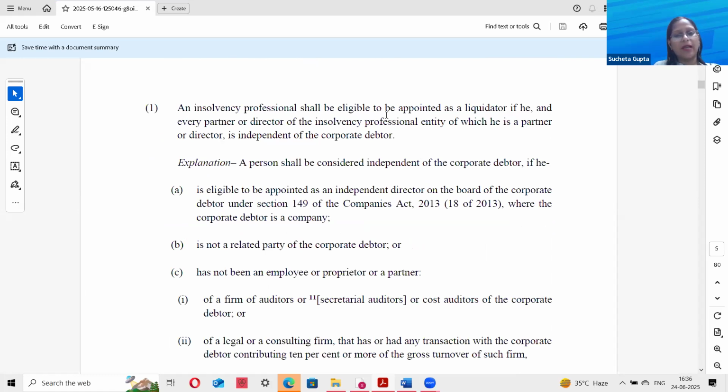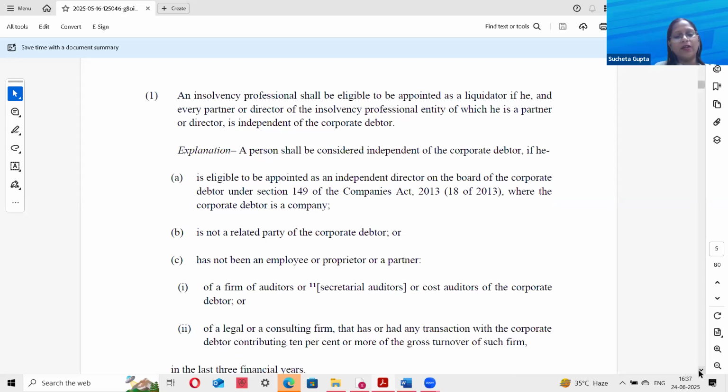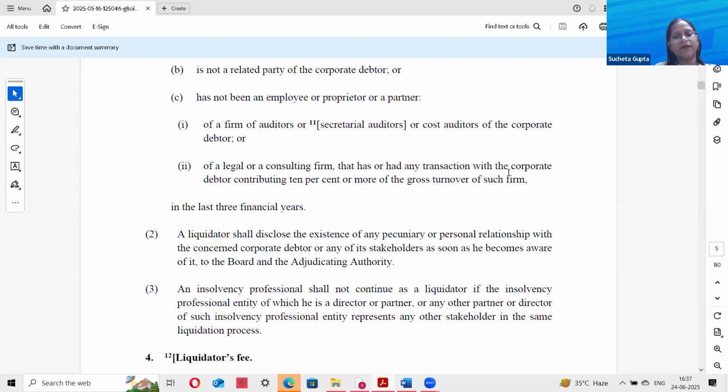An insolvency professional shall be eligible to be appointed as a liquidator if he and every partner or director of the IPE of which he is a partner or director is independent of the CD. A person shall be considered independent of the corporate debtor if he is eligible to be appointed as an independent director on the board of the corporate debtor under section 149 of the Companies Act, where the corporate debtor is a company, is not a related party of the CD, or has not been an employee or proprietor of a partner or of a firm of the auditor, secretarial auditor or cost auditor of the corporate debtor, or of a legal or consulting firm that has or had any transaction with the corporate debtor contributing 10% or more of the gross turnover of such firm in the last 3 financial years.